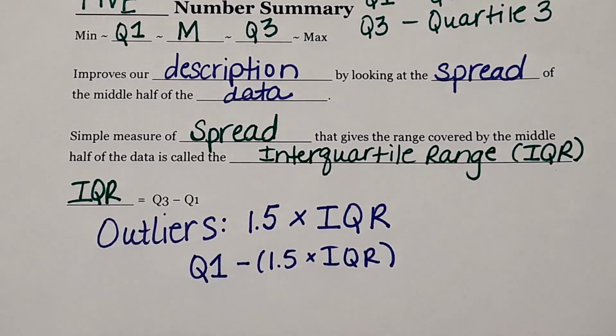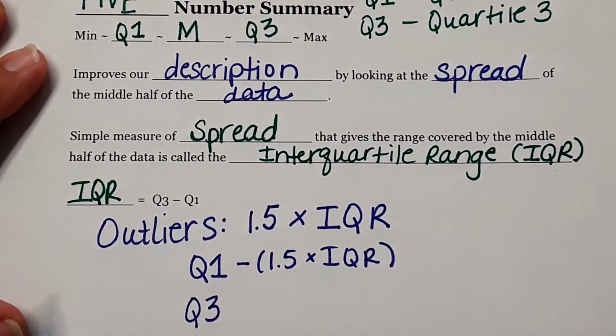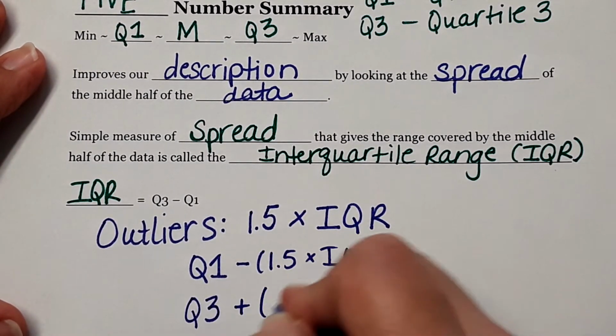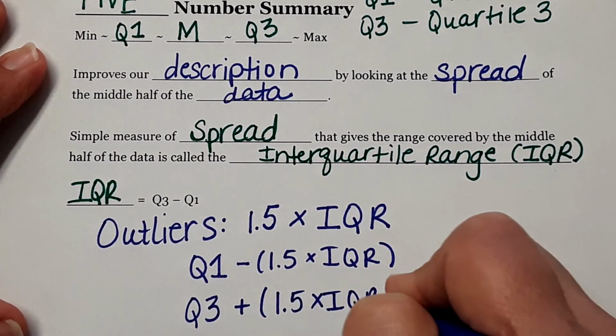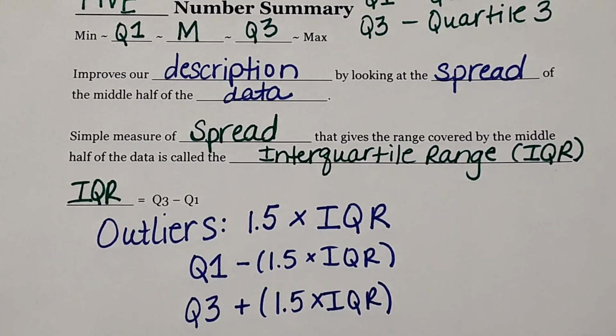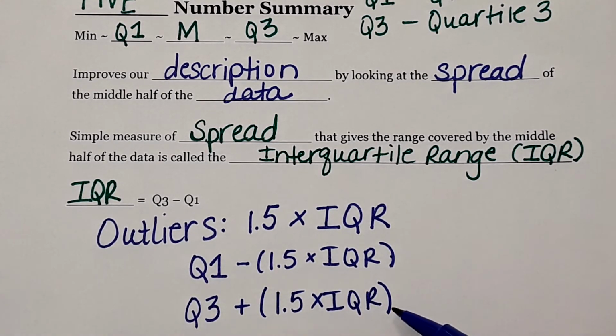Now, if you do it for the bottom half of your data, you have to do it for the upper half. So this time you're going to take quartile 3, and instead of subtracting, we're going to add that 1.5 times IQR. And anything above this number is considered an outlier. So below the lower number is an outlier, above the upper number is an outlier.